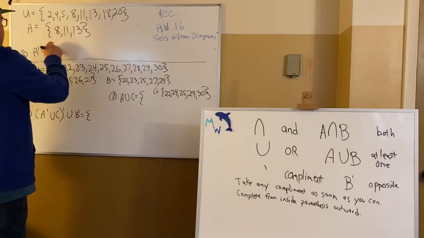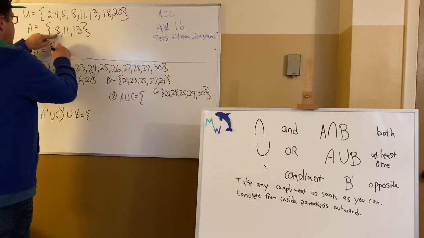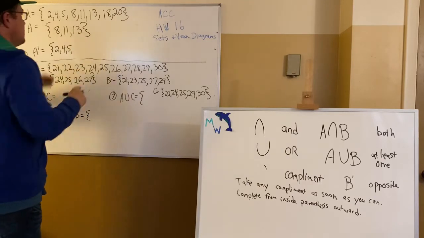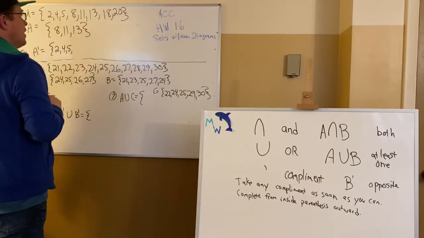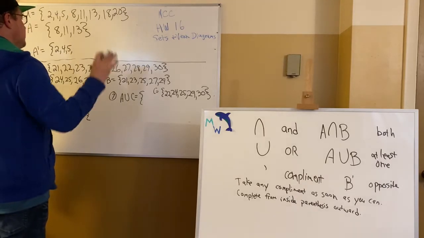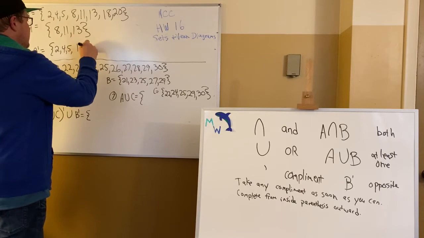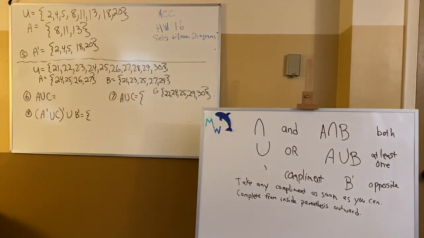And so when I look at it, I find that 2, 4, and 5 all fall below 8, and so they're not in A. 8, 11, and 13 are in A. They're not welcome in the set we're looking for right now, this complement of A, the stuff that's not in A. Now you pick it up at 18 and 20, and that's it. We've reached the end of the universe, and that's what we've got. 2, 4, 5, 18, and 20 are in our universe, but are not in A.